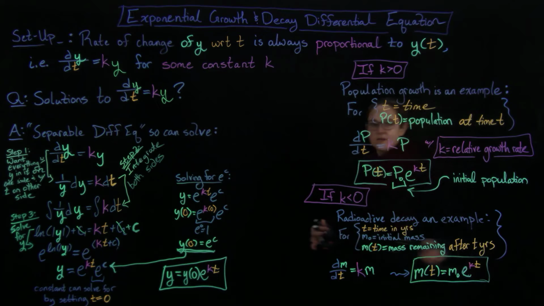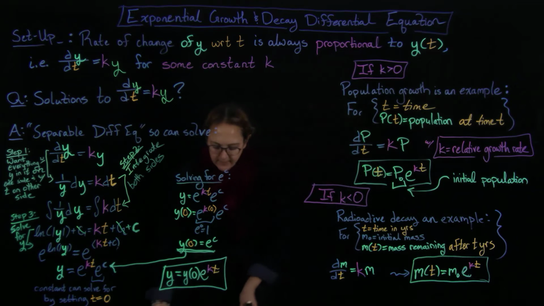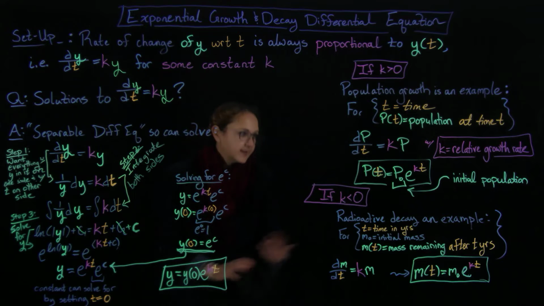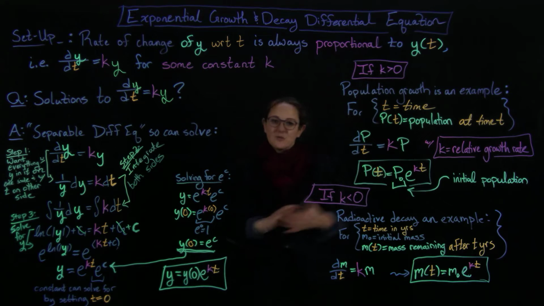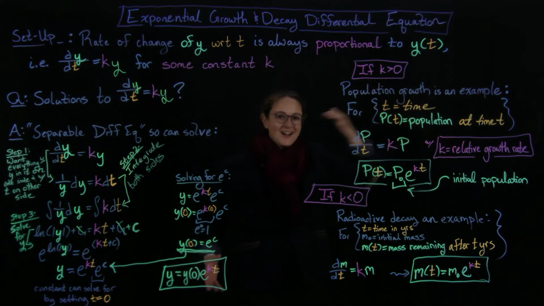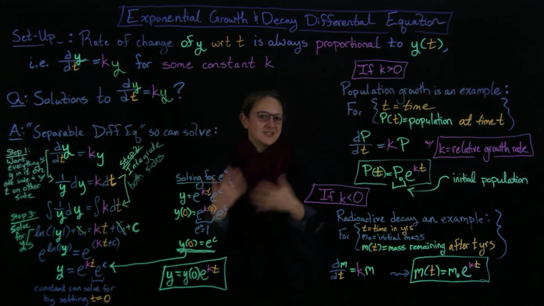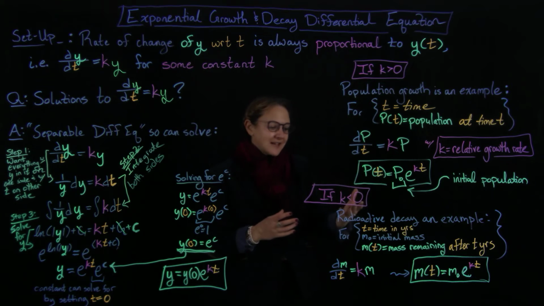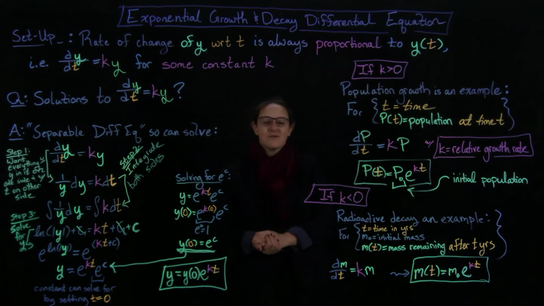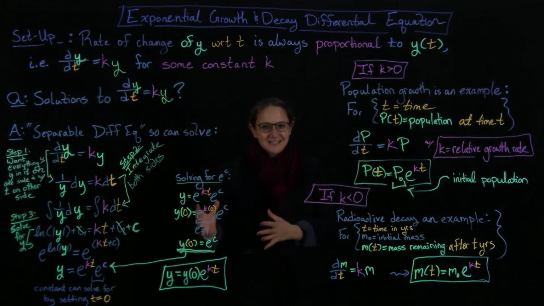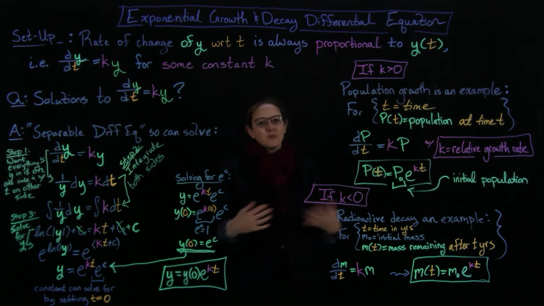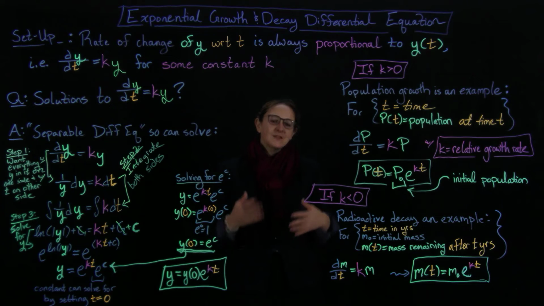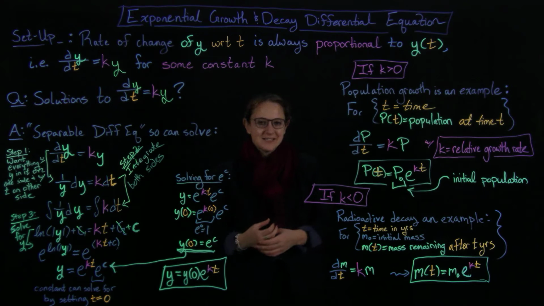So that's our equation. The highlight of this side over here is that if k is greater than 0, we're in a growth circumstance where things are getting larger, like populations. And if k is less than 0, then you're actually decaying over time, as in you're going to have less and less, like the mass of the remaining sample.